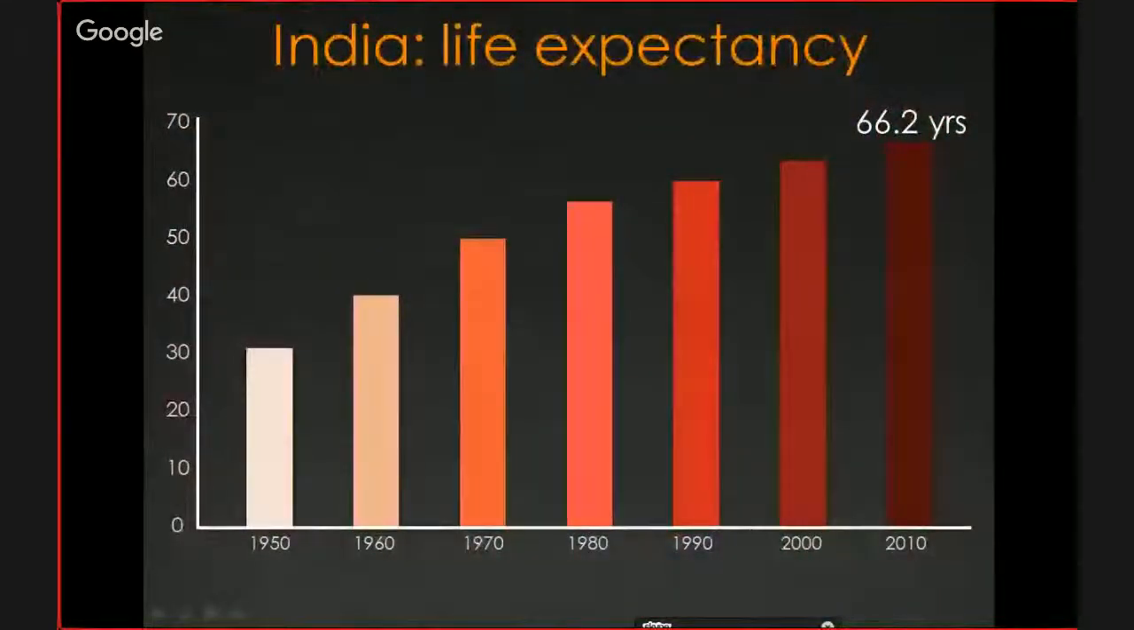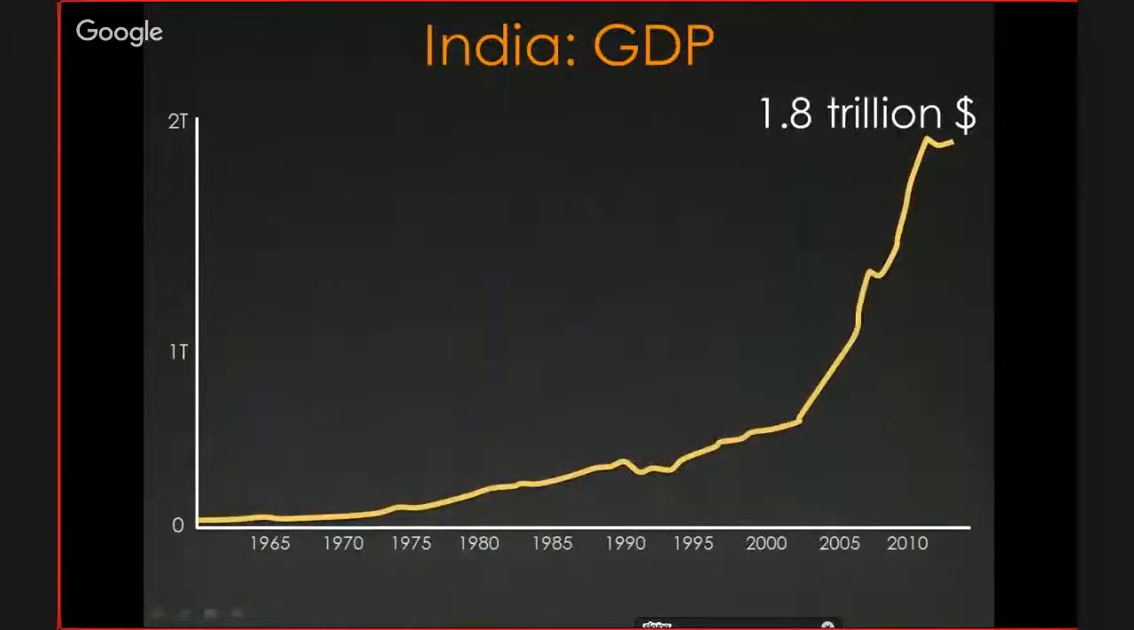Although people constantly say that things are getting worse, actually things have gotten better. When I was born in 1948, the life expectancy was about 30. It's about 66 now, the average life expectancy. The economy is the 10th biggest in the world, close to $2 trillion. So things have changed in my lifetime. My experience of 50 years, things have changed dramatically.